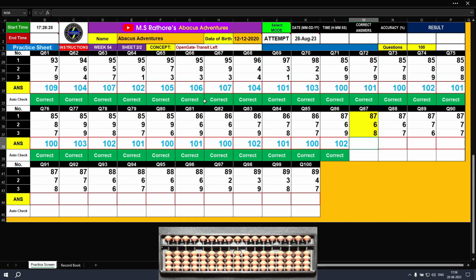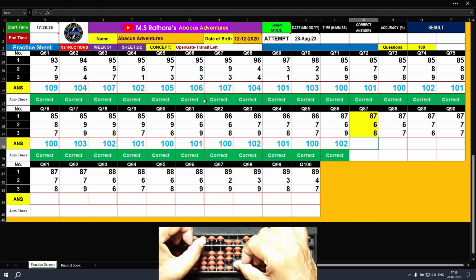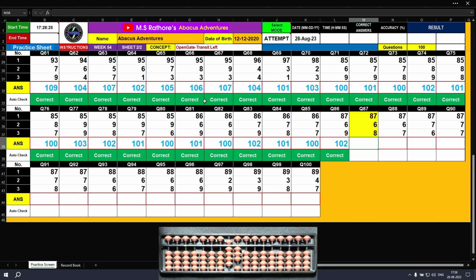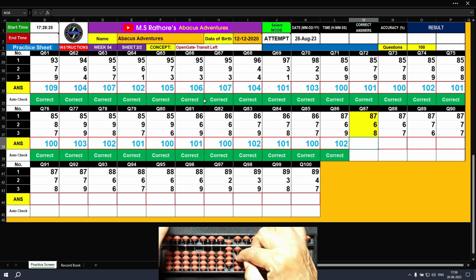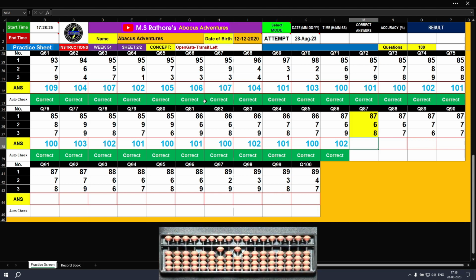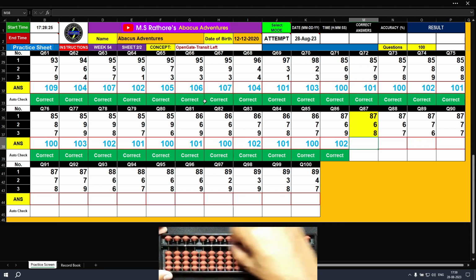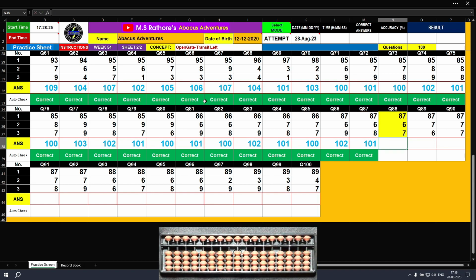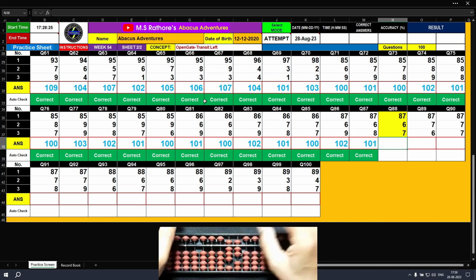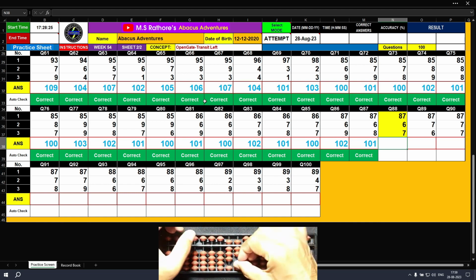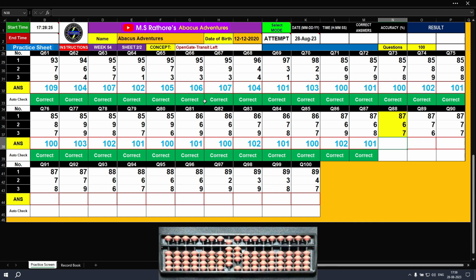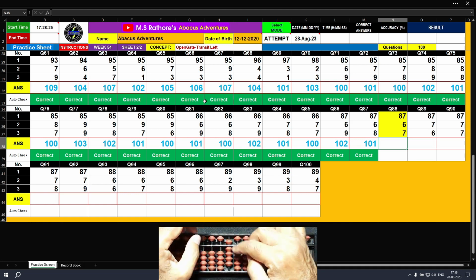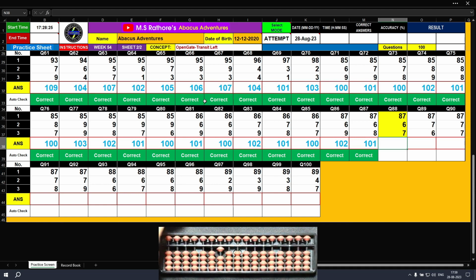Come into question number 87. Plus 80 plus 7, it's 87 plus 6 combination. Plus 8 big friends. And the final result is 101. Question number 88. Plus 80 plus 7 plus 6 combination plus 7 big friends. And the answer is 100.